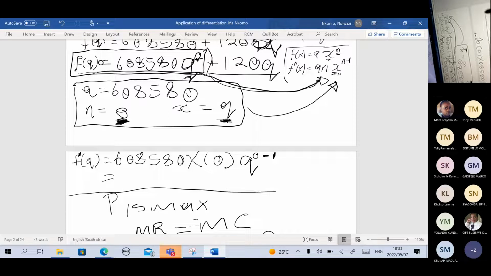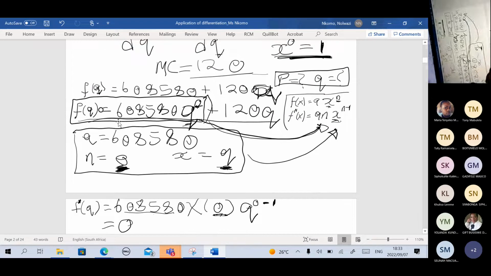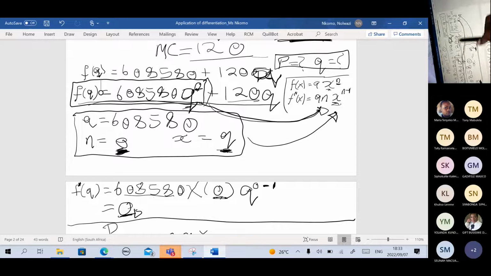If you simplify this, you'll have this times 0. Any number multiplied by 0 is 0, so this times this gives us 0. So if we differentiate this part of the function, we get 0. And now we are left with f(q) equal to 120q.